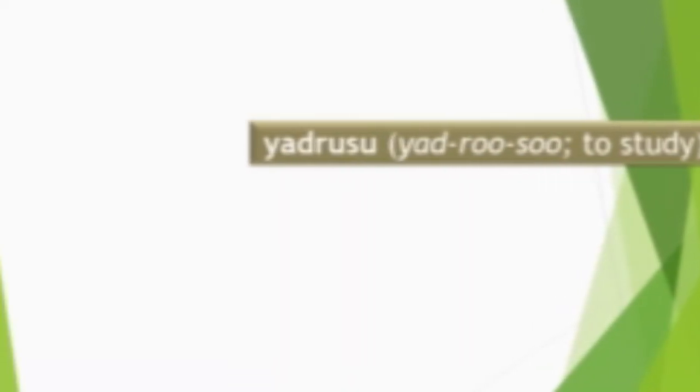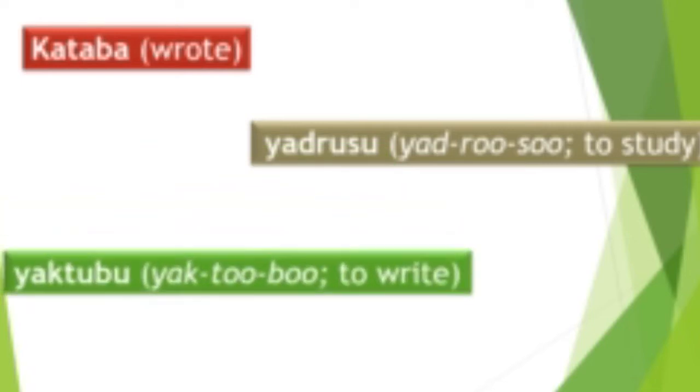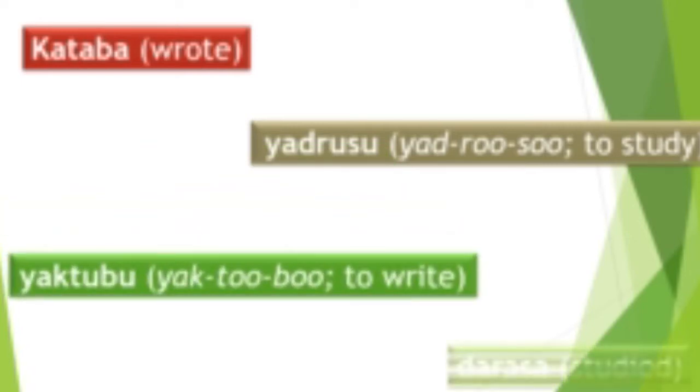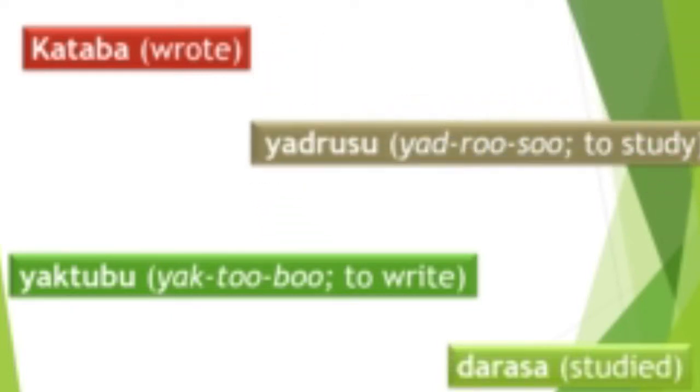To illustrate the difference between past and present tense, the verb kataba, wrote, is conjugated as yaktubu, to write, whereas the verb darasa, studied, is yadrusu, to study.